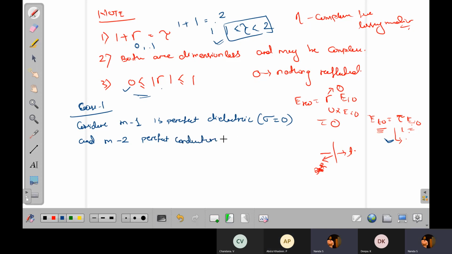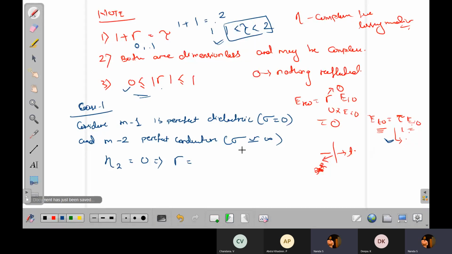So if medium 2 is a perfect conductor, for a perfect conductor the sigma value tends to infinity. Okay, so in this case what will happen? If you remember, for a perfect conductor the eta 2 will be 0. So that implies what will be the value of tau?